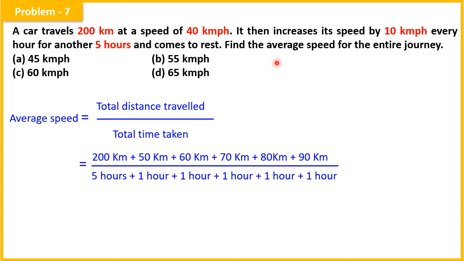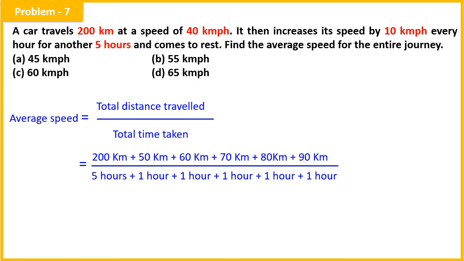आवर एवरी आवर. सो नेक्स्ट आवर में अगर स्पीड 50 था तो एक घंटे में 50 किलोमीटर कवर हो गए. उसके नेक्स्ट आवर में अगर स्पीड 60 था तो एक घंटे में 60 किलोमीटर कवर हो गए. उसके नेक्स्ट आवर में 70 किलोमीटर, उसके नेक्स्ट आवर में 80 और फाइनल आवर में 90 किलोमीटर. As it increases its speed by 10 km per hour every hour for another 5 hours, it is said. So this is the total distance covered divided by total time. पहले के 5 hours, because 200 km at the speed of 40 कवर करने के लिए 5 hours लग गए, और उसके बाद 5 hours. 1 plus 1 plus 1 plus 1 plus 1.